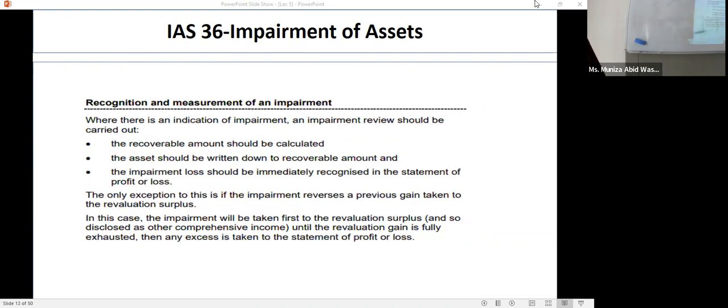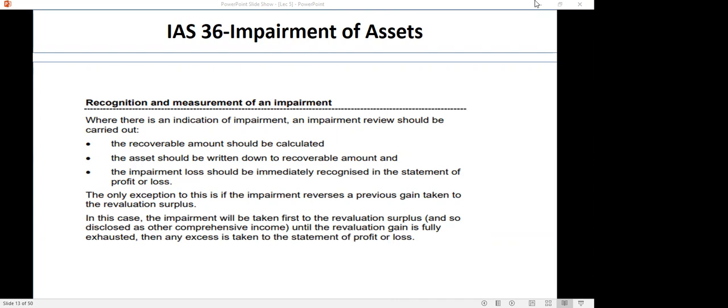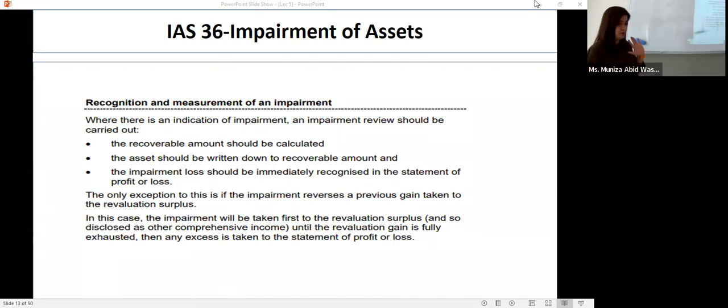Now, recognition and measurement of an impairment. Where do we recognize impairment? We have already discussed it. Where do we recognize impairment? In our statement of profit or loss. There is going to be an indirect expense, which is going to be written under which head? After gross profit, what do we write? Administrative and selling costs. So under administrative and selling costs, we are going to write this impairment. Okay. So it's an indirect expense. It's not a direct expense. It is going to be written as an indirect expense in our SOPL.